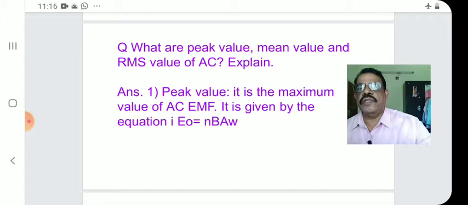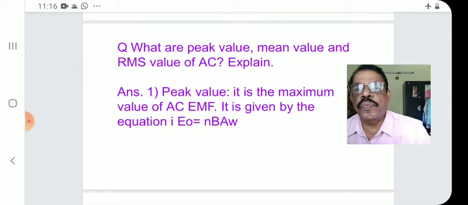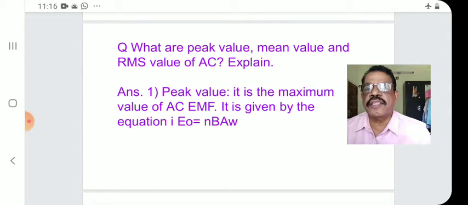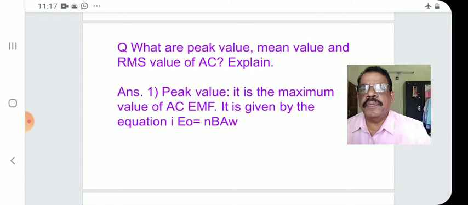And the starting question is, what are peak value, mean value and RMS value of AC? Explain. AC, alternating current. What are the peak value, mean value and RMS value of AC?